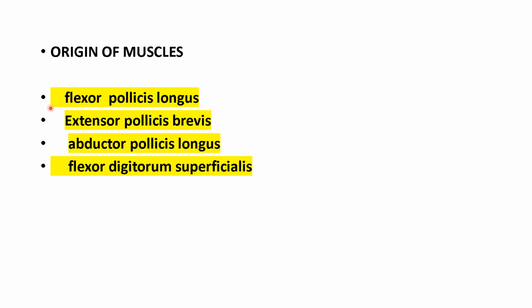Flexor pollicis longus arises from the upper two-thirds of the anterior surface. Extensor pollicis brevis arises from the lower part of the posterior surface, and abductor pollicis longus from the upper part of the posterior surface. Flexor digitorum superficialis arises from the anterior oblique line and the upper part of the anterior border.